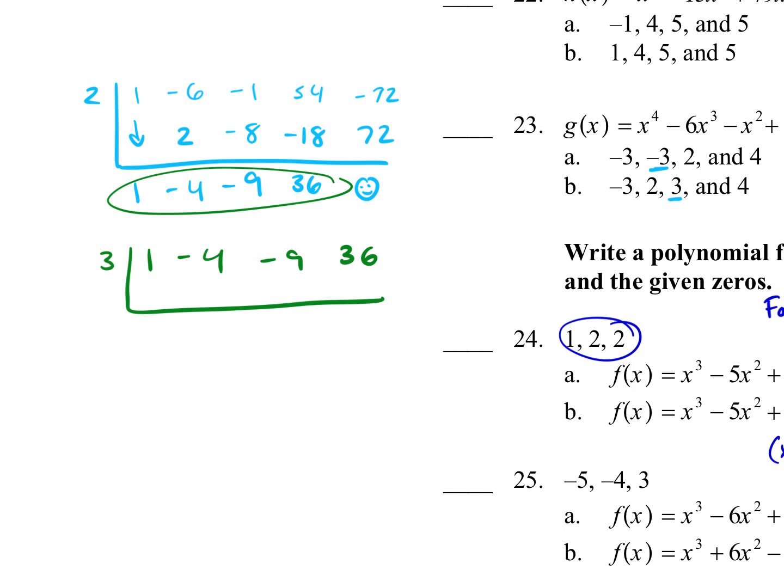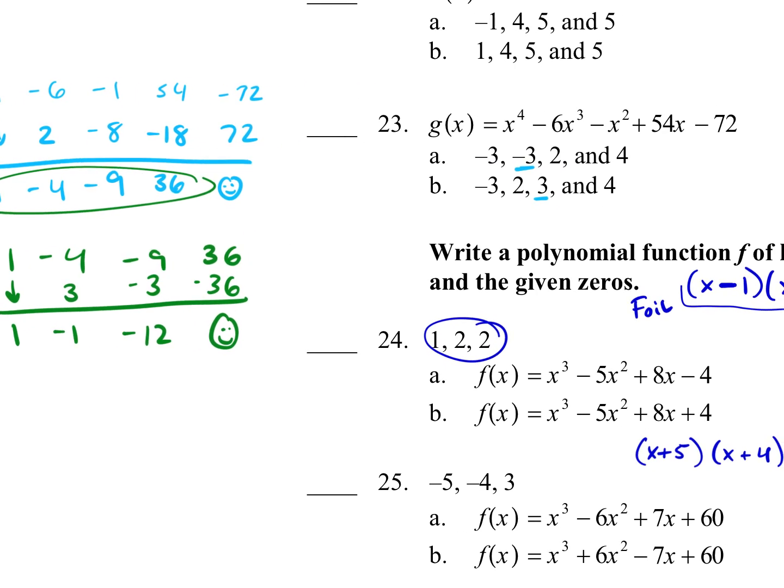So let's try +3. Drop down the 1, multiply, add, multiply, we get -3. This would be -12, and 3 times -12 is -36. We get 0. Does it work? Yep. So +3 works. +3 has to be an answer choice, so that would be answer choice B. A doesn't have +3 as an answer choice, so it's not that one. So for these types of questions, use your process of elimination.